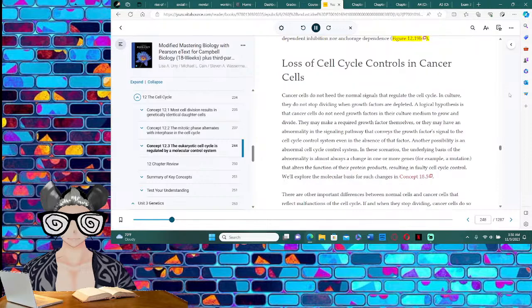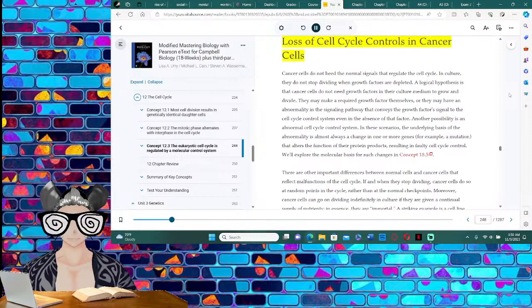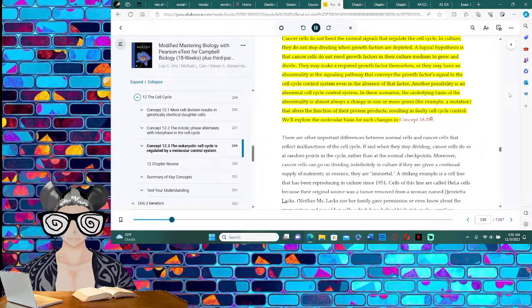Figure 12.19b. Loss of cell cycle controls in cancer cells. Cancer cells do not heed the normal signals that regulate the cell cycle. In culture, they do not stop dividing when growth factors are depleted. A logical hypothesis is that cancer cells do not need growth factors in their culture medium to grow and divide. They may make a required growth factor themselves, or they may have an abnormality in the signaling pathway that conveys the growth factor's signal to the cell cycle control system even in the absence of that factor.